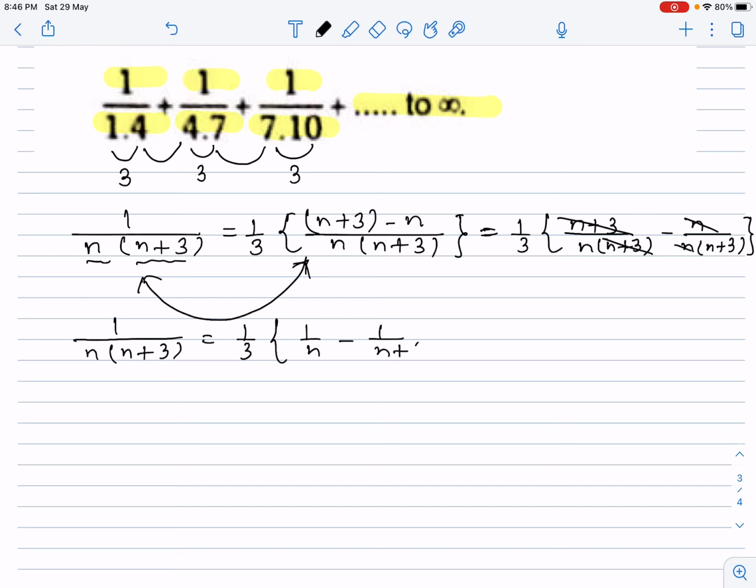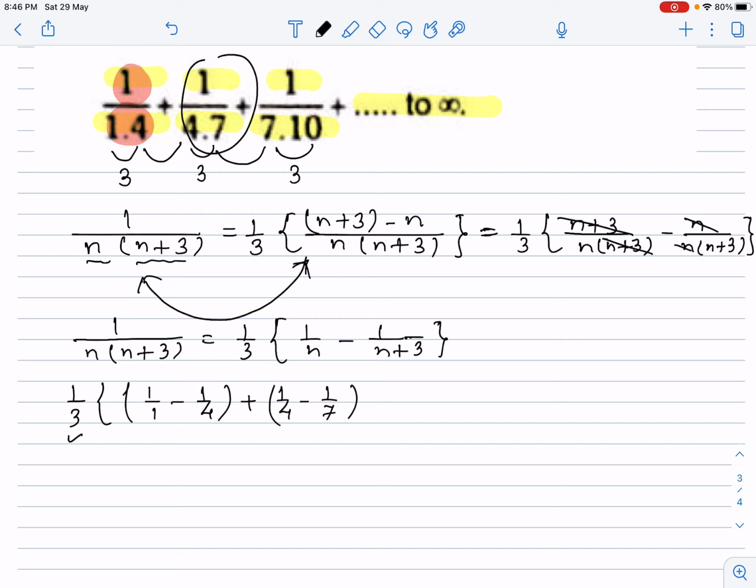Am I clear to you? Hope you guys have got my point. Now guys, we'll make use of it to break the above sum. So what is the first term written on the screen? This is the first term, so I'll rewrite it like 1 upon 3 multiplied by 1 upon 1 minus 1 upon 4. Then the second term can be written as 1 upon 3 multiplied by 1 upon 4 minus 1 upon 7. This is the second term, my dear students.